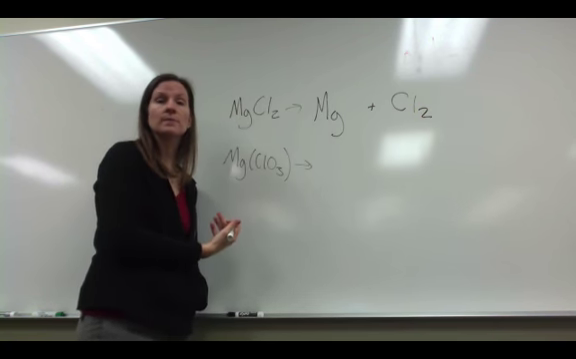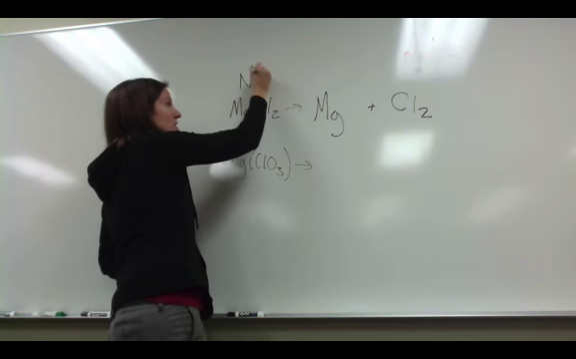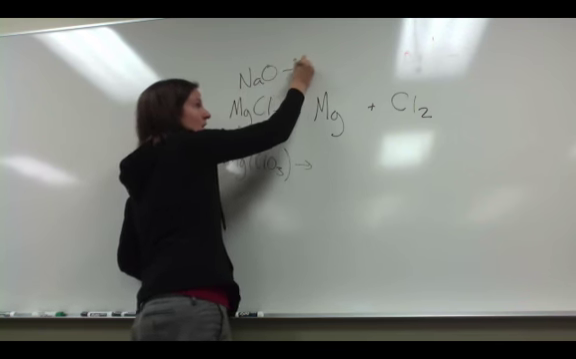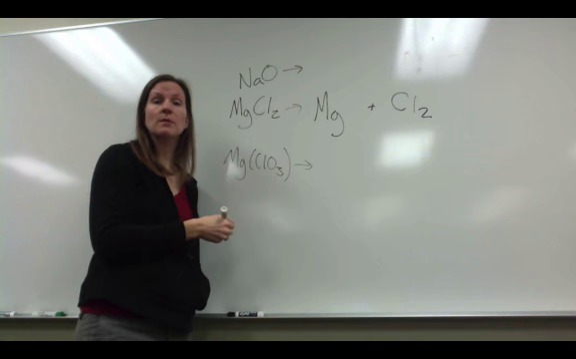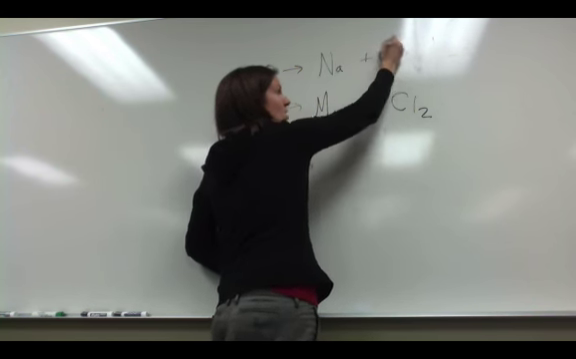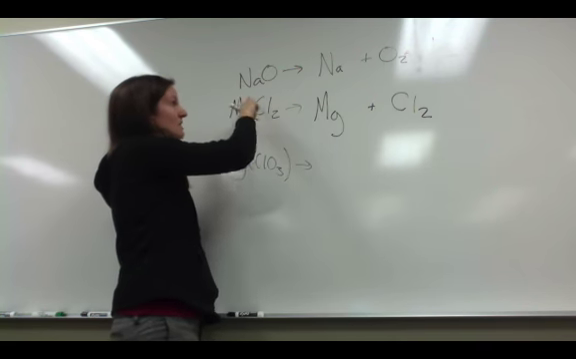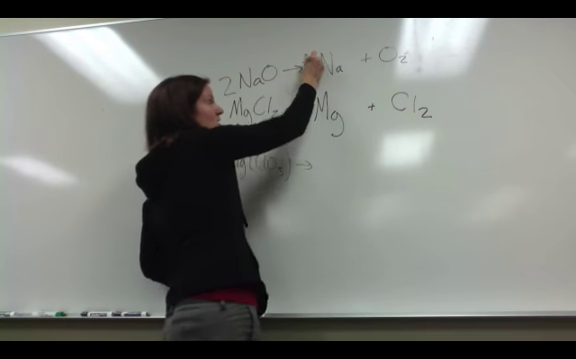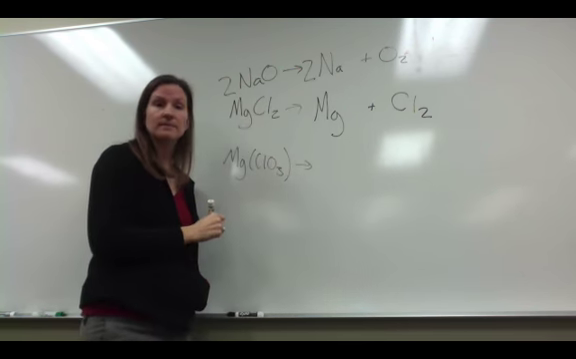Cl2. If you had something like sodium oxide falling apart into its component pieces, you would have sodium by itself, and again you'd have O2, which means you'd have to actually balance this chemical equation to figure out what the recipe is.